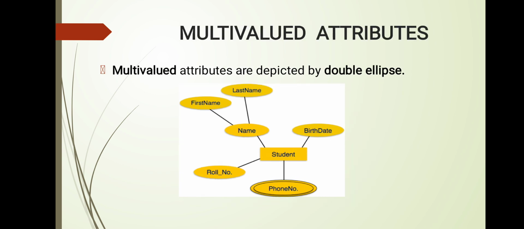Next one is multi-valued attributes. Multi-valued attributes may contain more than one value. For example, a person can have more than one phone number, email address, etc. Multi-valued attributes are depicted by double ellipses. In this diagram, phone number is a multi-valued attribute. It can have more than one phone number, email address, etc.